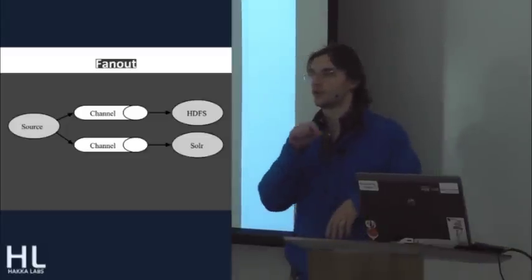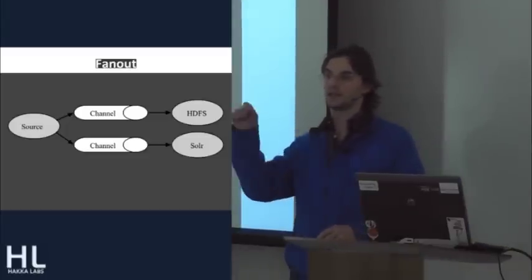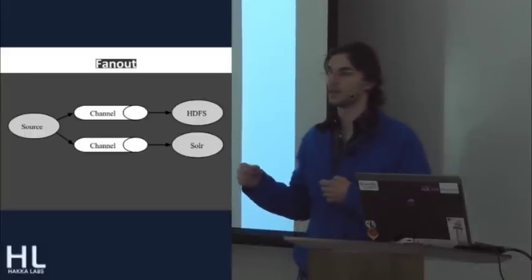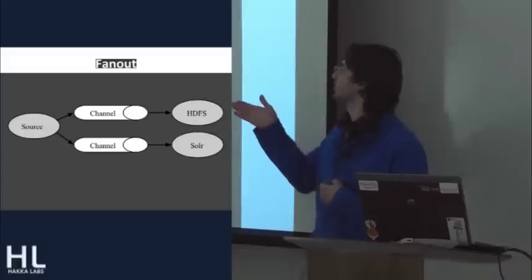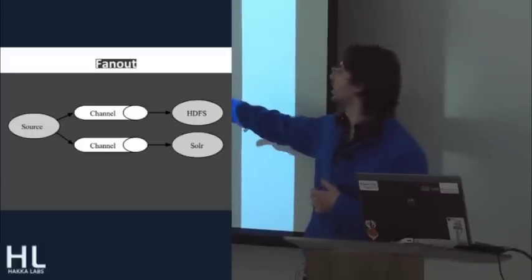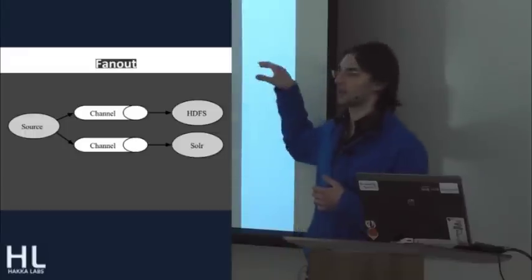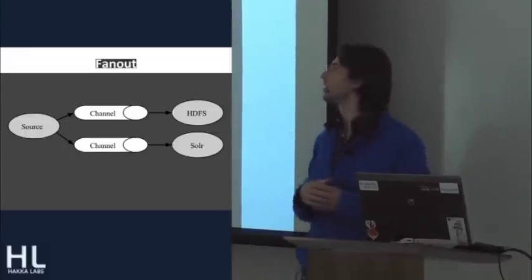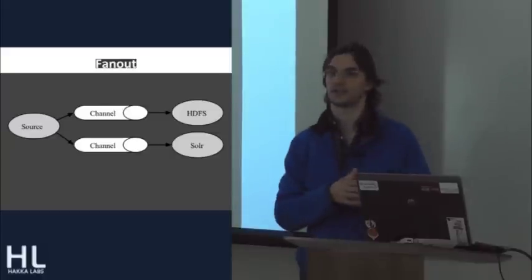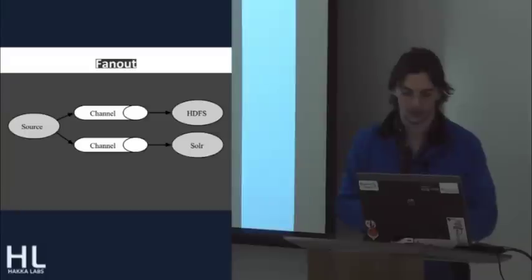So your data flow through Flume doesn't have to be linear, like one source, one channel, one sink. You can also do stuff like fan out, so you can bind one source to multiple channels, and then from each channel you can have one sink. So this allows you to take your logs and, for example, output them to HDFS and Solr.